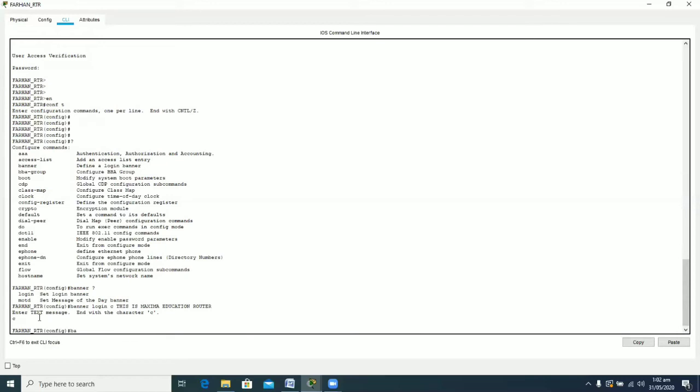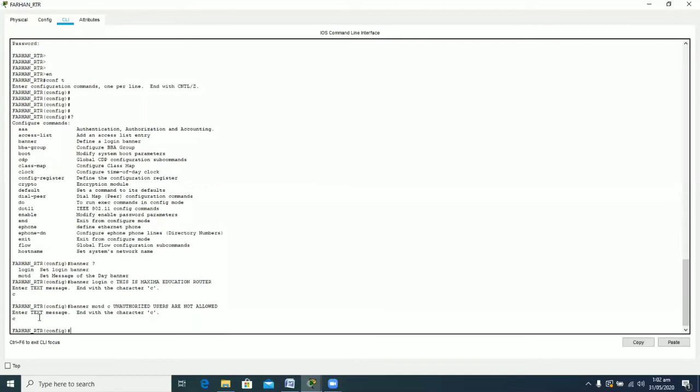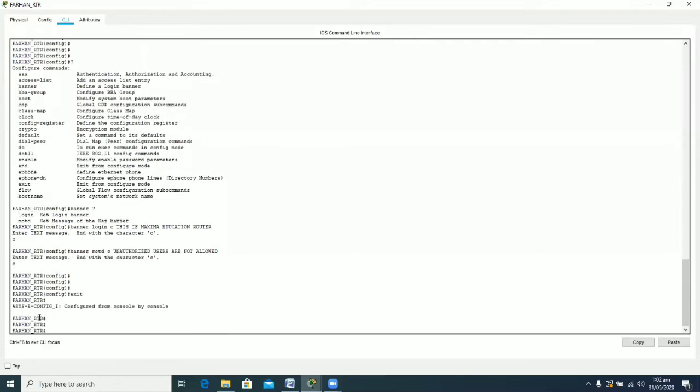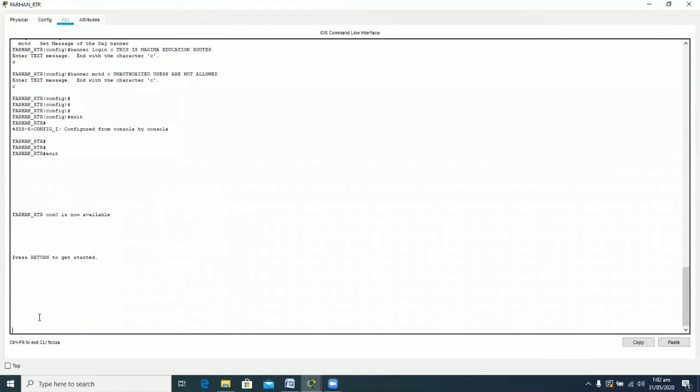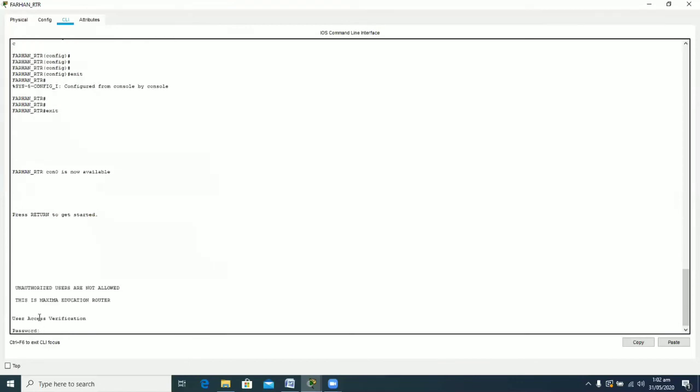Now moving to my login banner. Sorry, the previous was the login banner. This is now the MOTD banner. So the MOTD banner is like, unauthorized users are not allowed, and then pressing enter and then pressing another C. So now exiting from here and exiting from my router and then entering my router through the console connection, and there you go. You have both the banners placed before entering into the router. Unauthorized users are not allowed. This is Maxima Education Router.